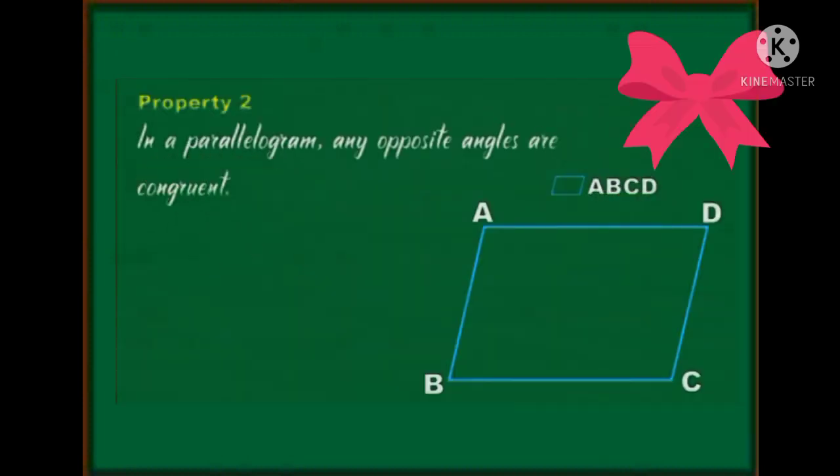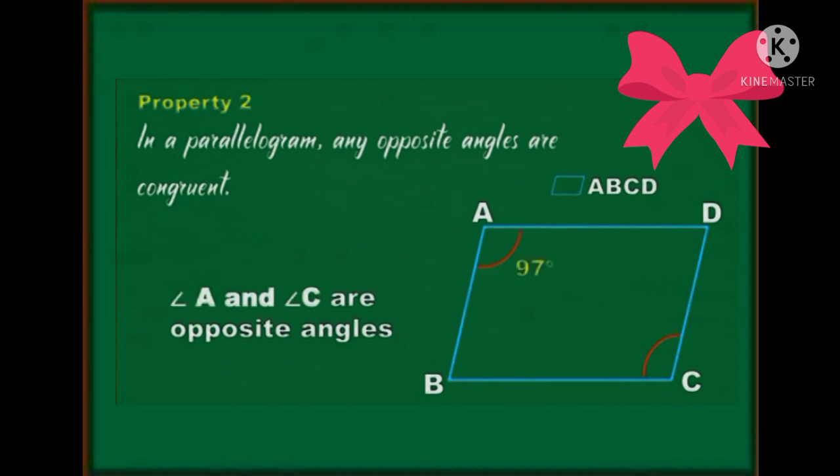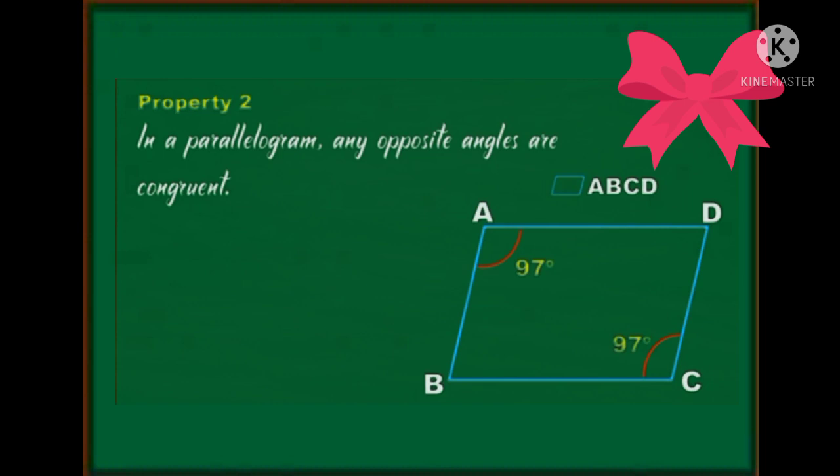Number 2. In a parallelogram, any opposite angles are congruent. If angle A and angle C are opposite angles, and the measure of angle A is 97 degrees, what is the measure of angle C? Very good. It's also 97 degrees. Therefore, angle A and angle C are congruent.